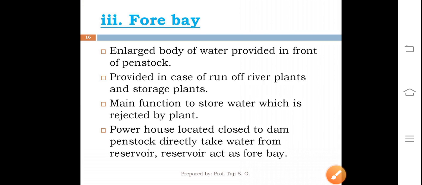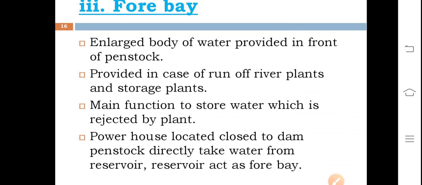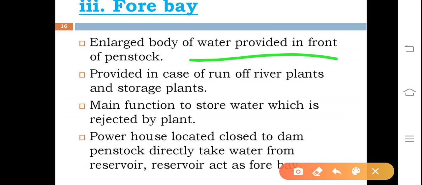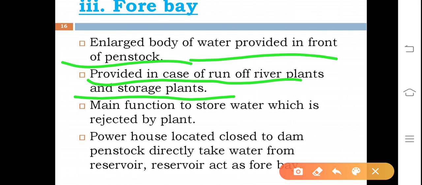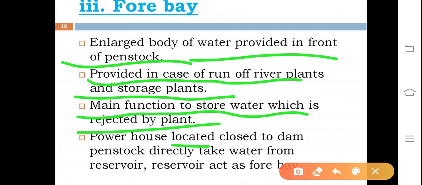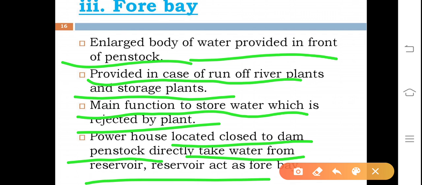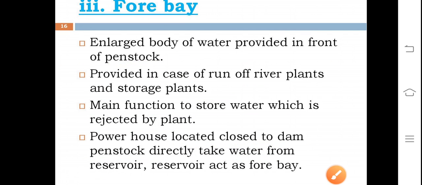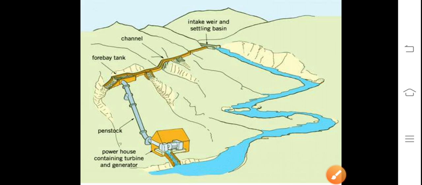Okay. Forebay. What is a forebay? An enlarged body of water provided in front of the penstock, provided in the case of run-off river plants and also storage plants. Its main function is to store water which is rejected by the plant. If the powerhouse is located close to the dam, the penstock directly takes water from the reservoir. The reservoir acts as a forebay. That is known as the forebay, the one which acts.